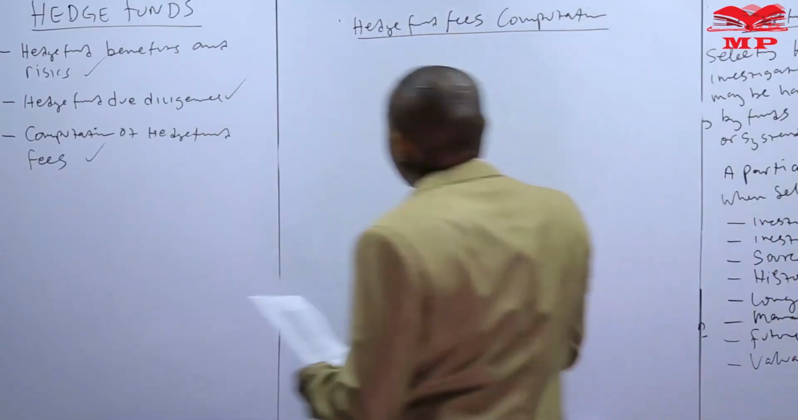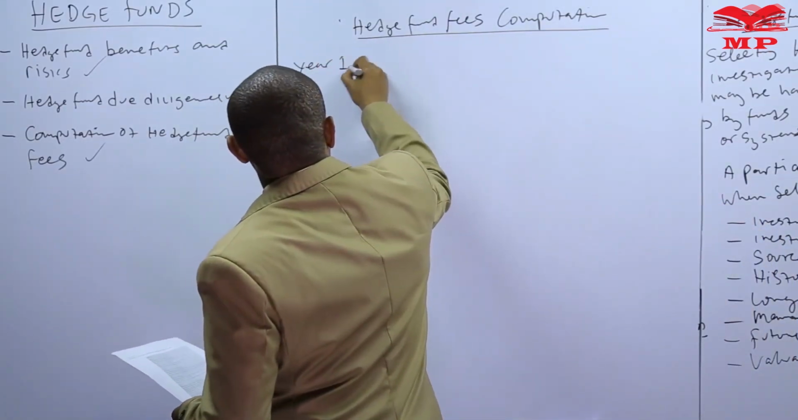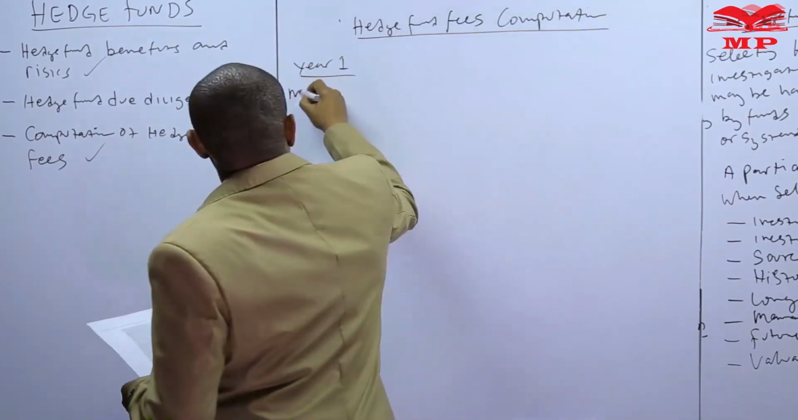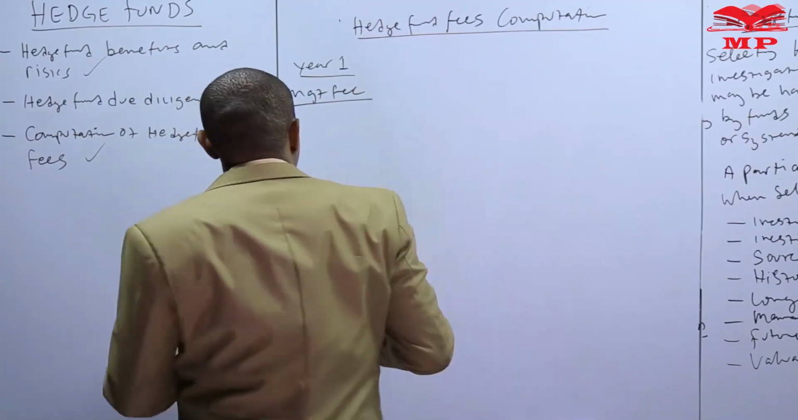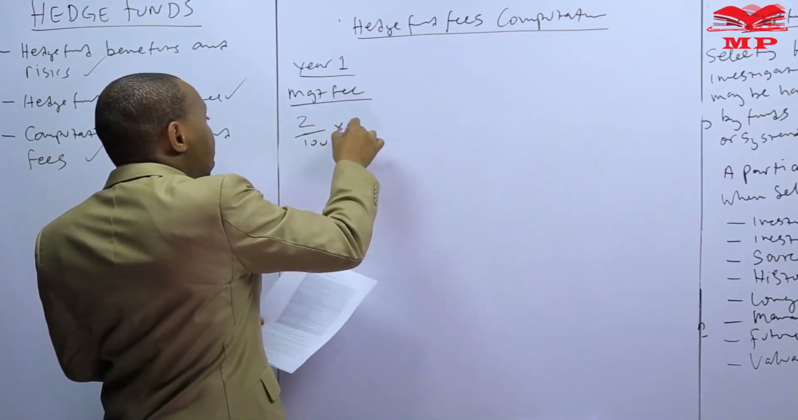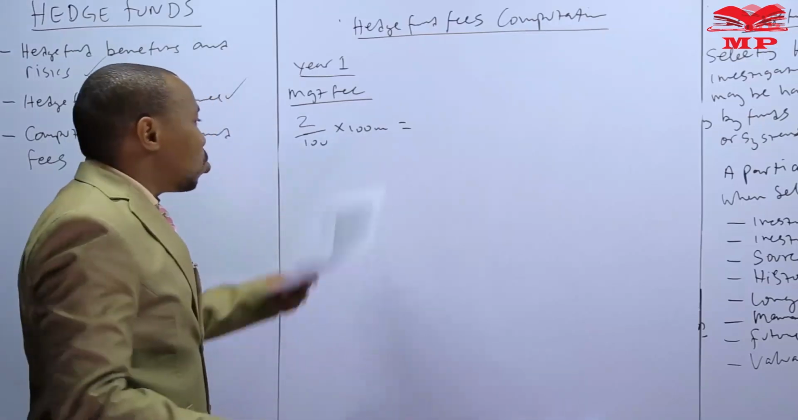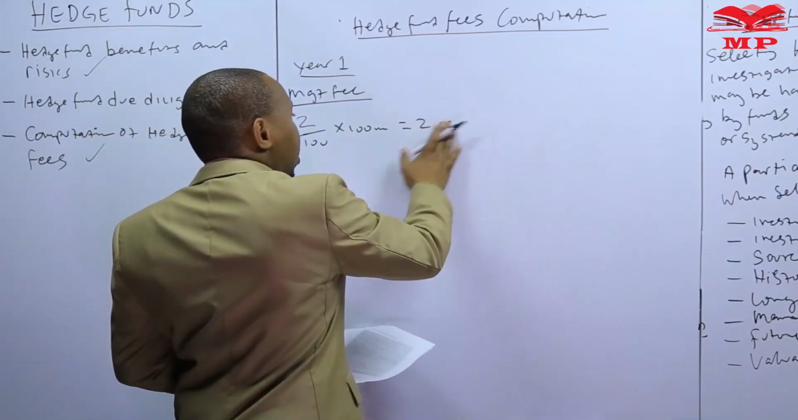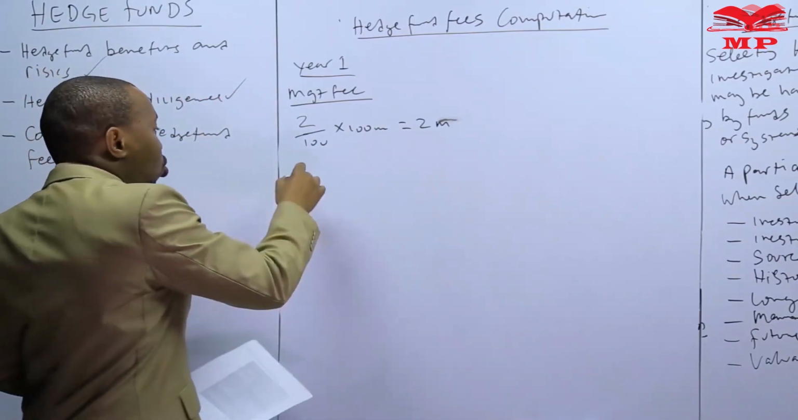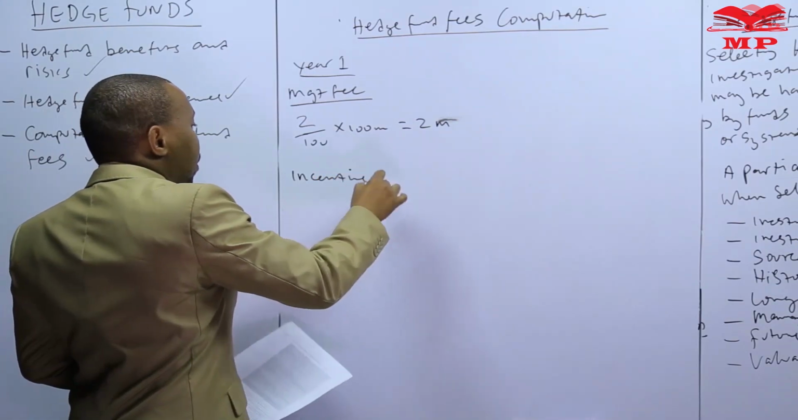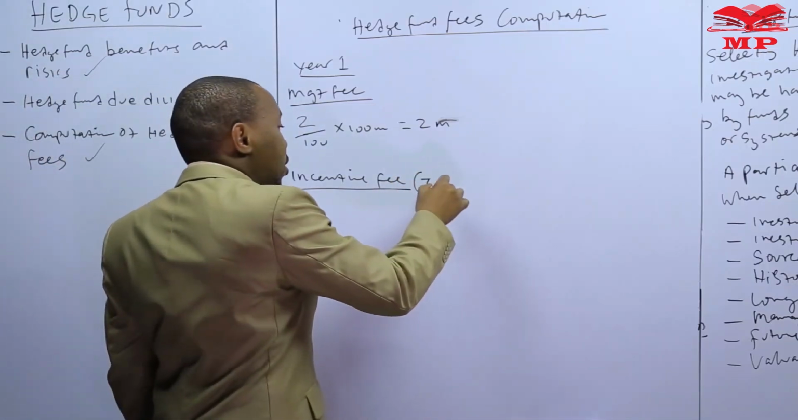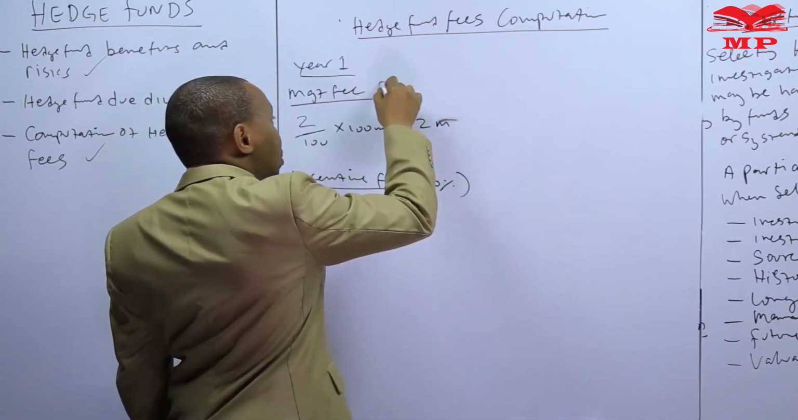So we have year 1. We first need to compute the management fee, and we are told the management fee at the beginning is just 2% multiplied by 100 million. That is 2 million, like I had said. So you can put 2M. Once you've computed the management fee, now we need to compute the incentive fee, and you're being told 20%. This is 20%, this is 2%.